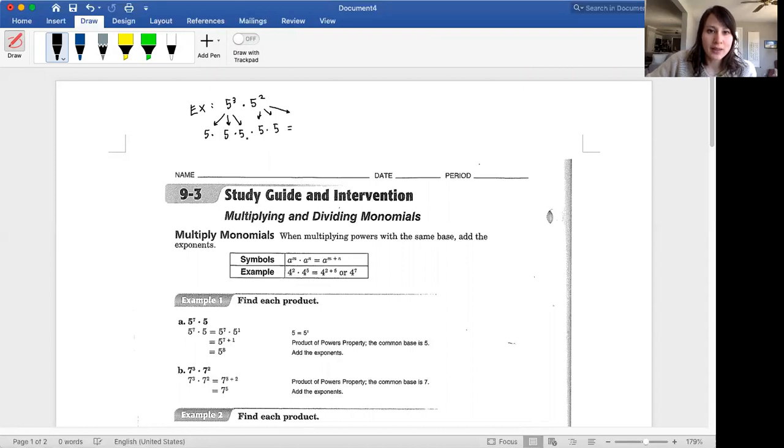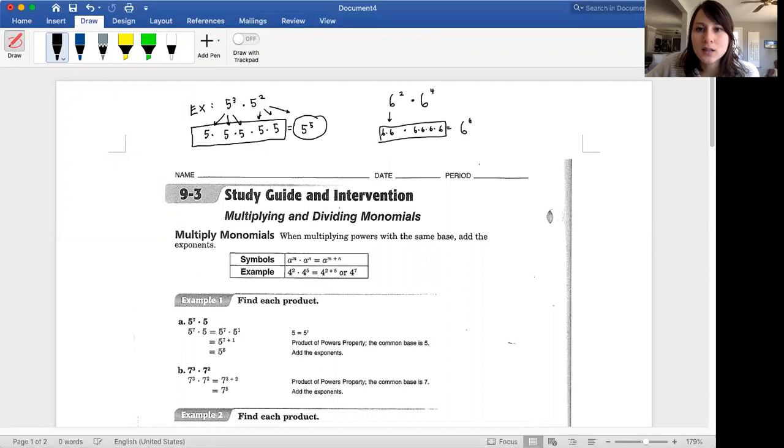If I wanted to rewrite this as a new power, how would I write this exponent? It would be 5 to the fifth power, right? Okay, let's do one more. Let's say I have 6 to the second power times 6 to the fourth power. Breaking this down, I have 6 times 6, and then the multiplication symbol, and then 6 times 6 times 6 times 6. If I rewrite this, it would be 6 to the sixth power, right?